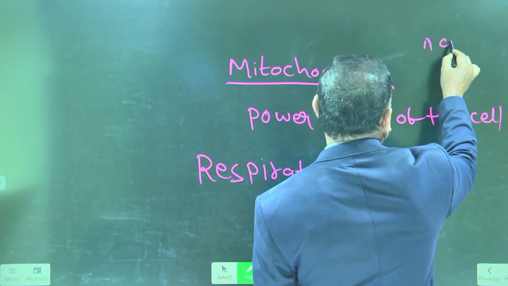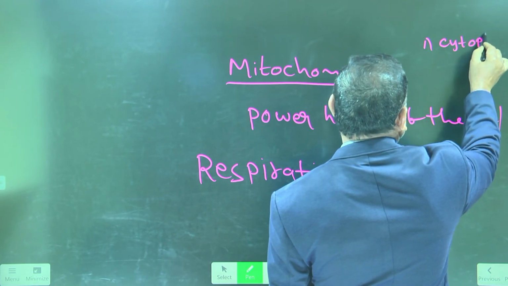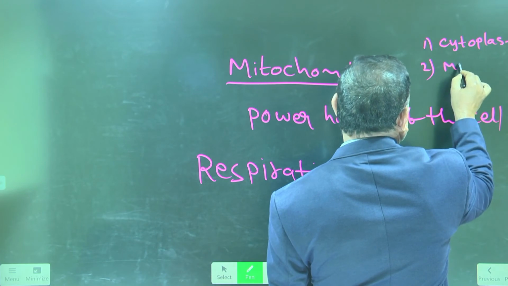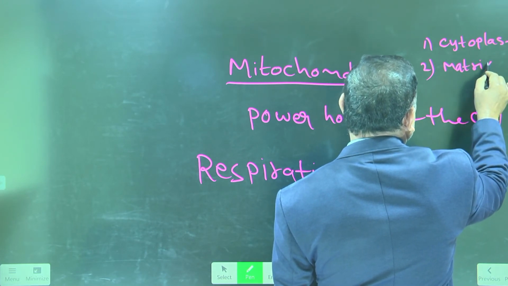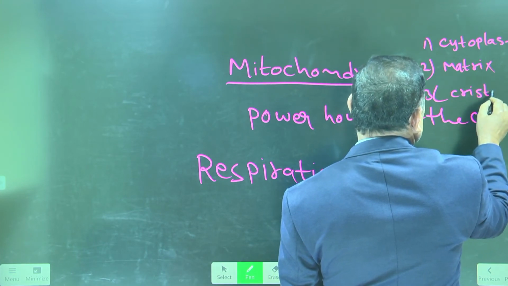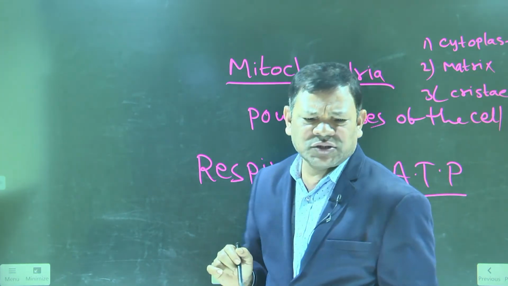Glycolysis occurs in the cytoplasm of the cell. The Krebs cycle occurs in the matrix of the mitochondria. And electron transport occurs in the cristae of the mitochondria. Any doubts?